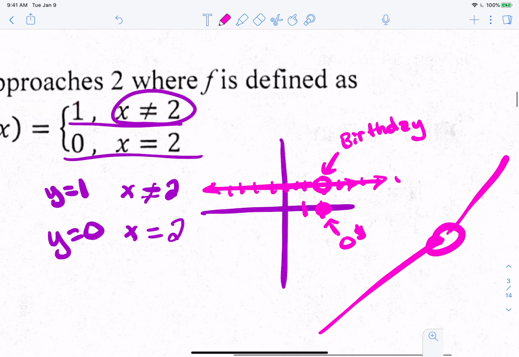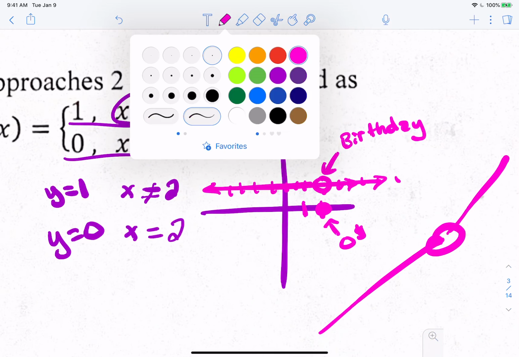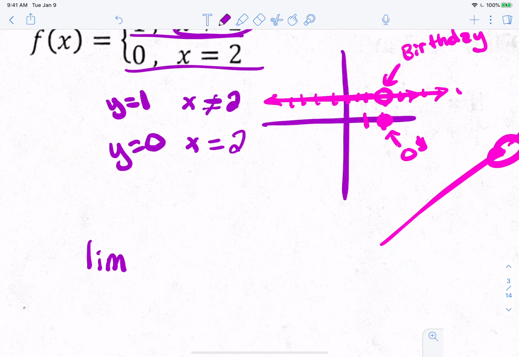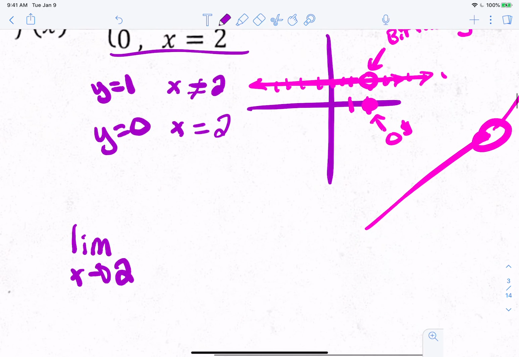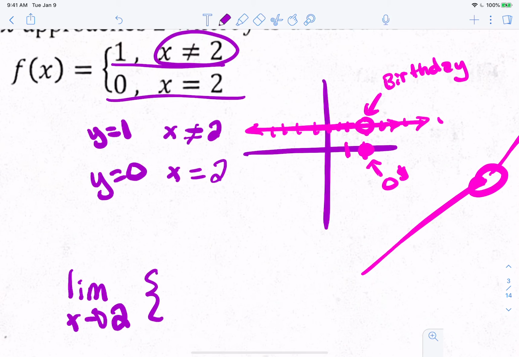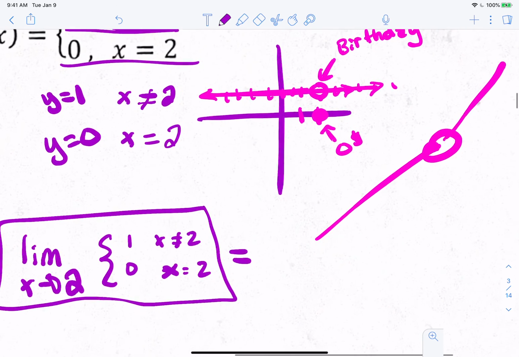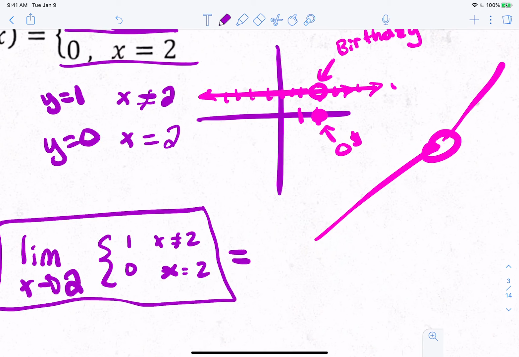All right, now, if I am trying to evaluate that point where that point does not exist, what would the limit be? They're going to ask me this. They'll say the limit as x goes to 2, because that's where it pops out, of this function, and I'm writing that whole function in there: 1, 0, x not equal to 2, x equal to 2. I want to know what this evaluates to, okay? So what would that value be if that value existed?